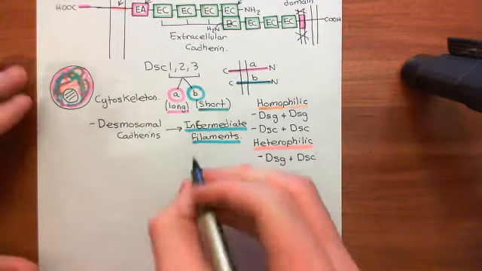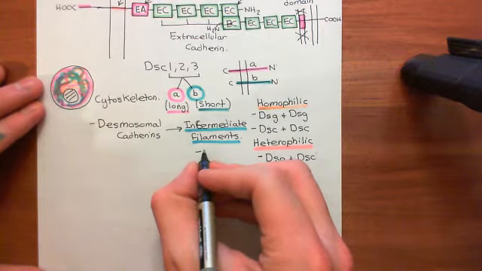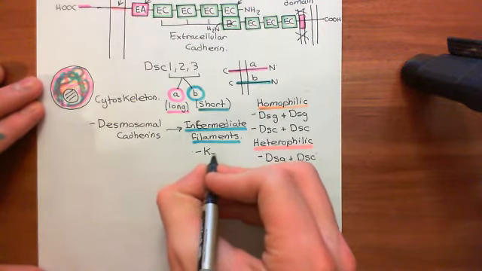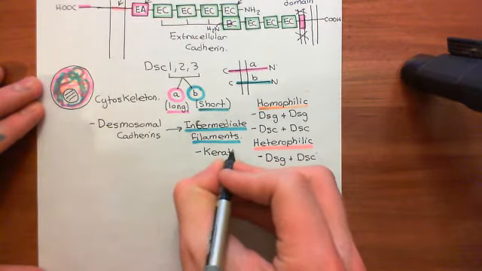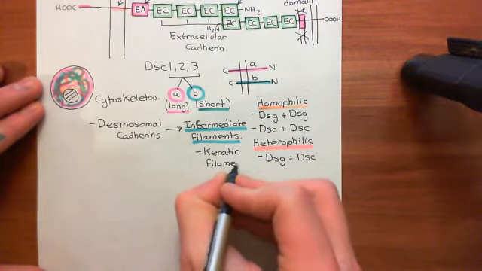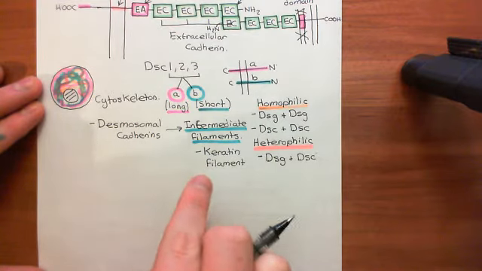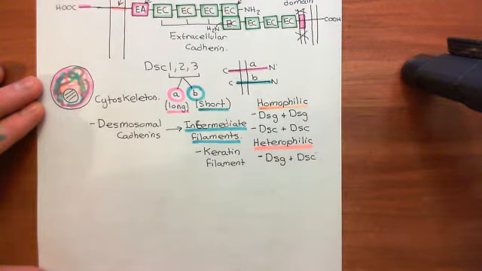The main example of an intermediate filament that is present within the cytoskeleton of cells is keratin filaments. Keratin is the main example of an intermediate filament. It's the one that everyone has heard of. People who know nothing about biology have heard of keratin. It's what nails and hair are made out of.